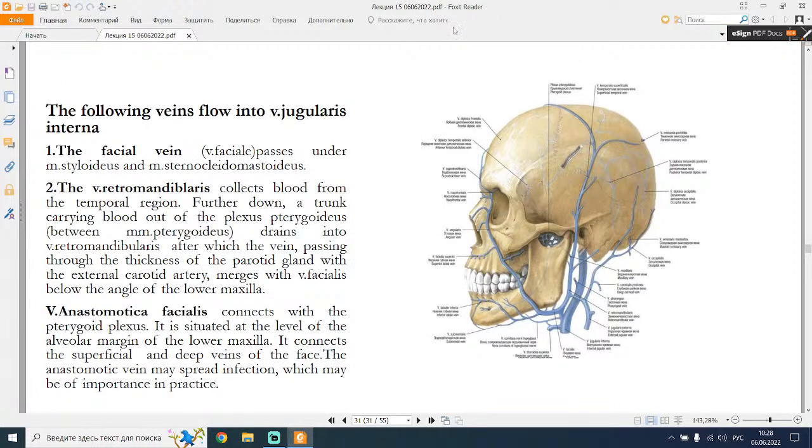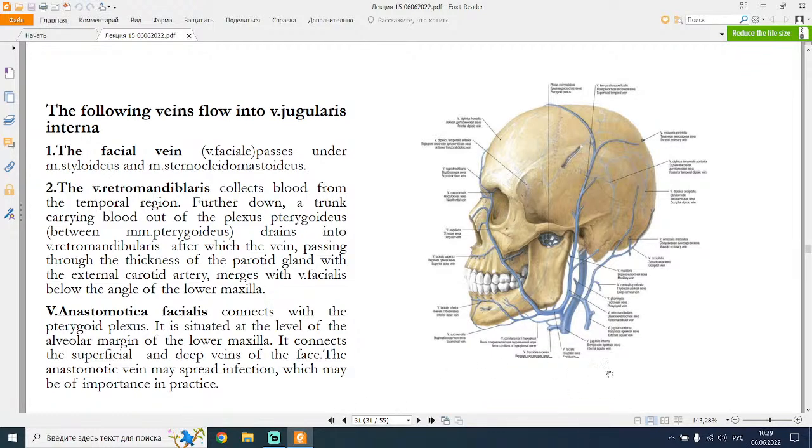The following veins flow into the vena jugularis interna. First vein, the facial vein, vena facialis. It drains into the vena jugularis interna. It passes under the musculus styloideus and musculus sternocleidomastoideus.